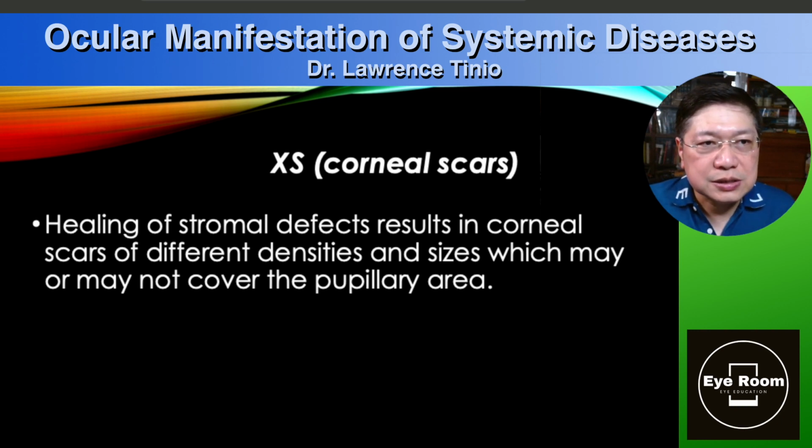Now, corneal scars would be labeled as XS. So again, scars with XS, and the stromal defects which healed would usually result in having scars, sometimes lighter, sometimes very dense, and the sizes would also vary, and hopefully you're basically hoping it will not hit the pupillary area. So scars in the area of the pupil would very, very much compromise the vision of your patient.